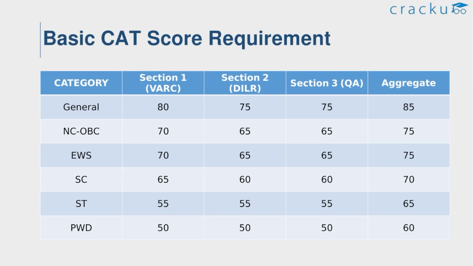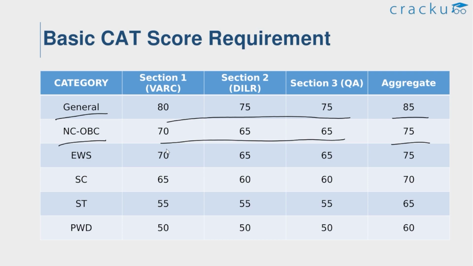So this is the basic CAT score requirement category wise. For general category, the overall percentile required is 85 percentile. So these are the sectional wise CAT score requirements. Similarly, for non-creamy layer OBC, the overall percentile is 75.